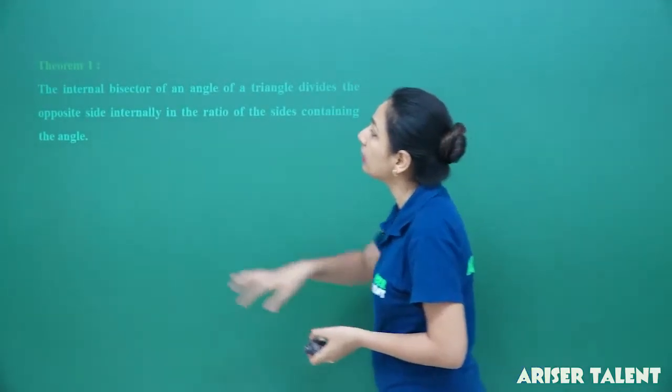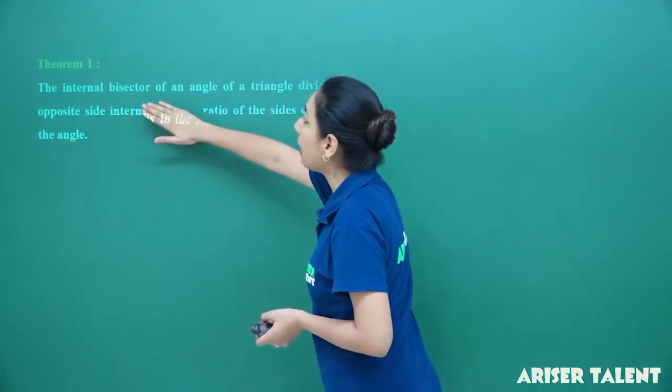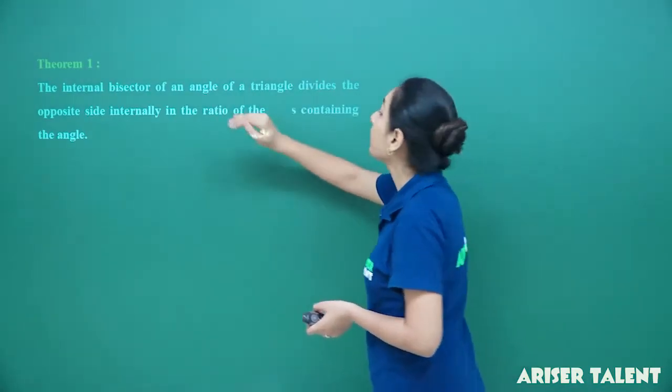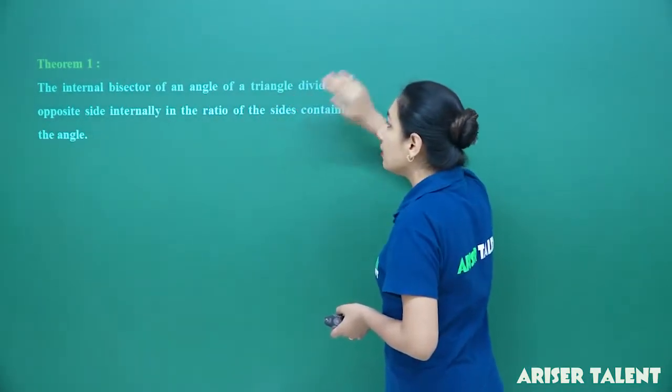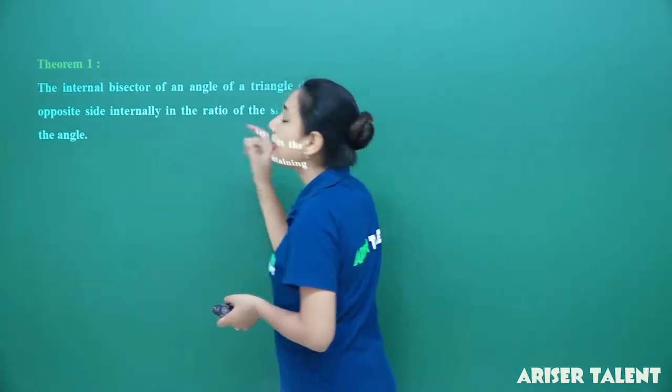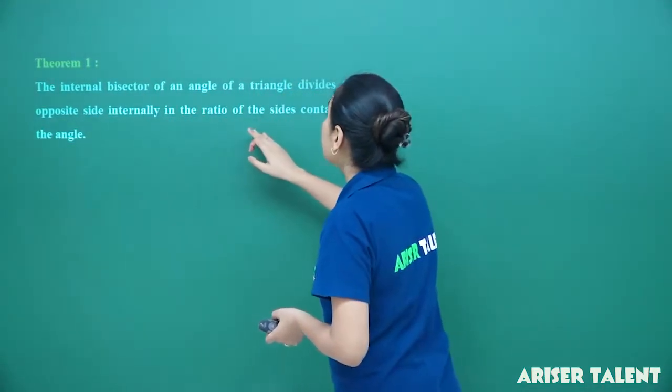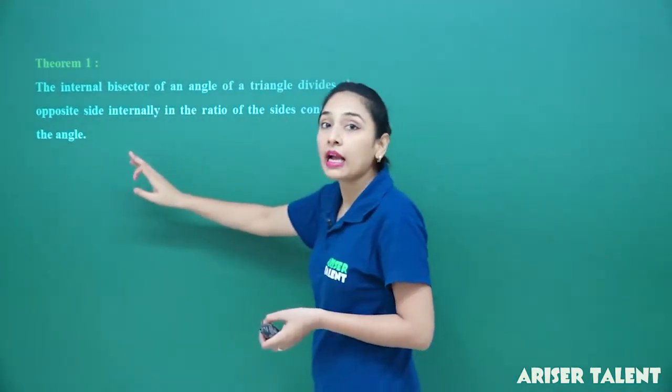We are studying maths, and we were studying triangles. We have studied some theorems and done some exercises. Now, the theorem that I have left for you was: the internal bisector of an angle of a triangle divides the opposite side internally in the ratio of the sides containing the angle.